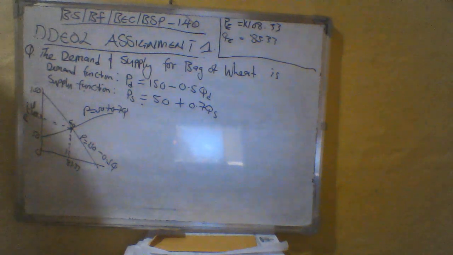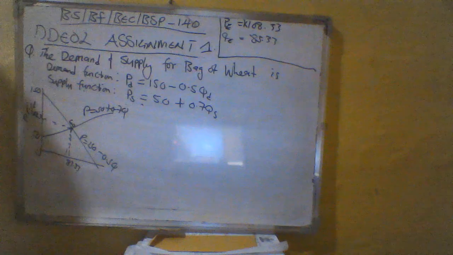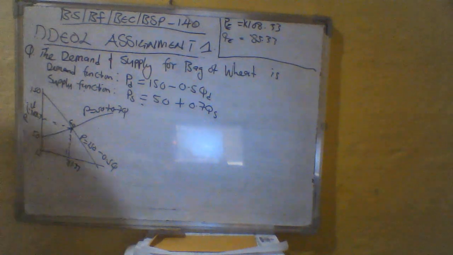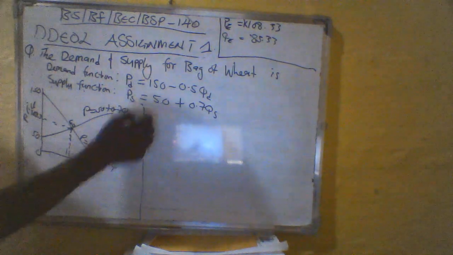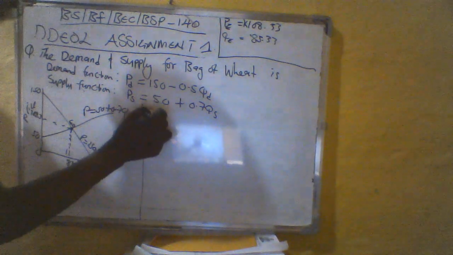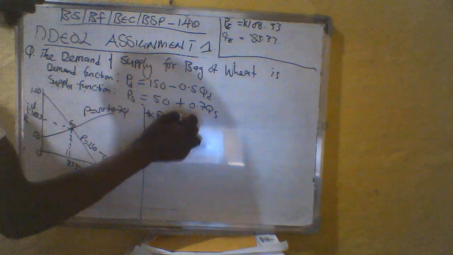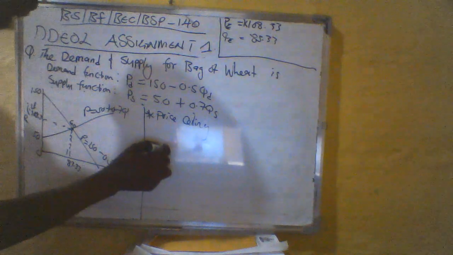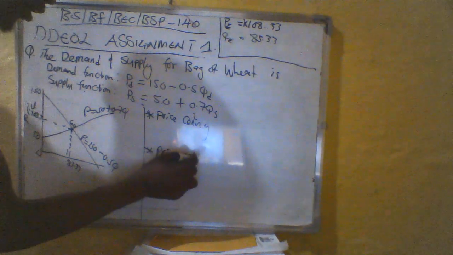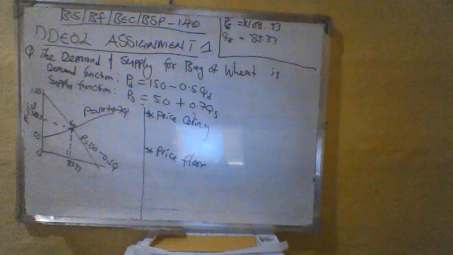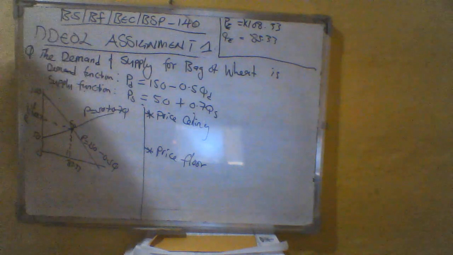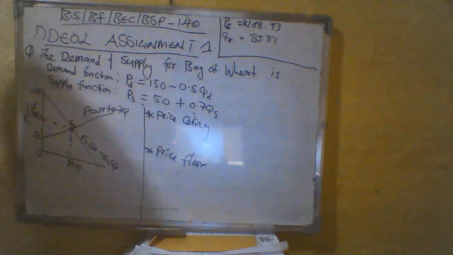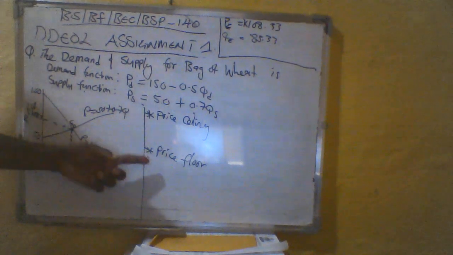So now there are two things which can come into play. These are what is known as a price ceiling, or what is known as a price floor. There are two things there. So there can be a price ceiling or there can be a price floor which can be imposed in this market. Now, what is the difference between these two?